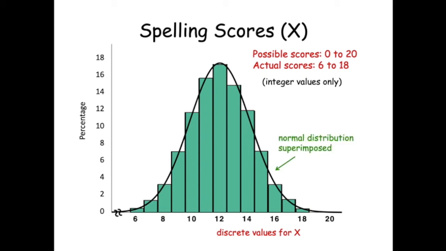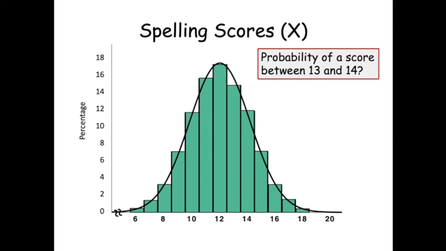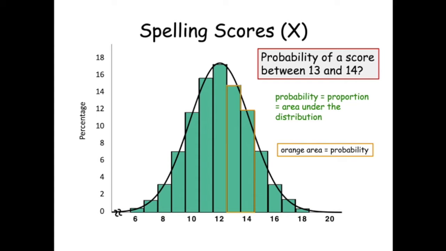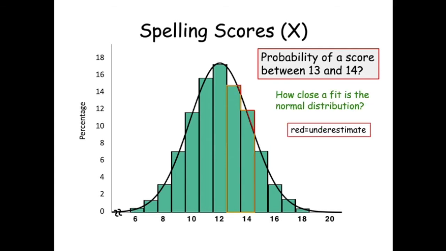I've superimposed the normal distribution on the histogram so that we can see that there's not much difference between the two. The probability of getting a score between 13 and 14 is this area, the proportion of the distribution represented by these two bars. Any part of these bars that is excluded by the normal distribution indicates an underestimate of the true probability, and any area included by the normal distribution that is not a part of the original distribution indicates an overestimate. Overall, the normal distribution provides a pretty good estimate for this discrete probability distribution.